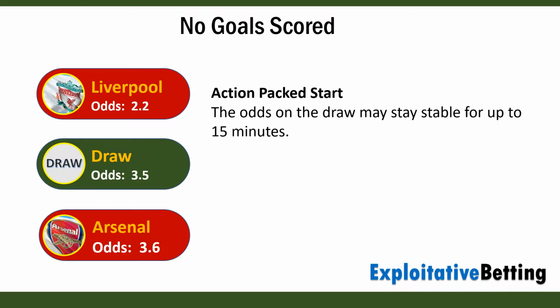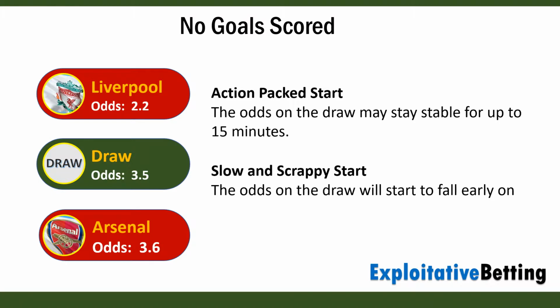So when the game has a slow start, if the beginning of the match is lacking in goal-scoring opportunities, the odds on the draw will reduce early, often from the very start of the match. And if the match was predicted to be a low-scoring affair in the first place, the odds on the draw will definitely reduce from the start of the game.